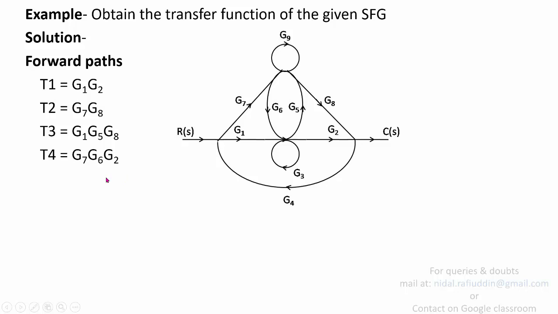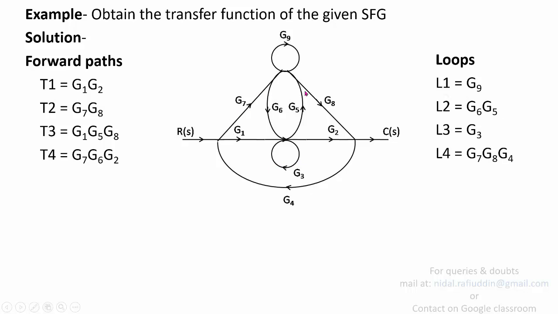So now we'll talk about loops. If you observe this particular SFG, you'll find there are multiple loops. For example, 3 loops are straightforward. You can look at this circular loop, which is G9. So the first loop comes out to be G9. The second loop is G6, G5. The third loop is G3. The fourth loop comes out to be G7, G8, G4. So you start from this point, move in the direction of branch arrows, and end at this point again, and thus G7, G8, G4 qualifies as a loop. Again, you have the fifth loop, which is G1, G2, G4.